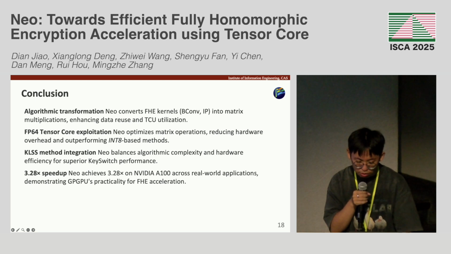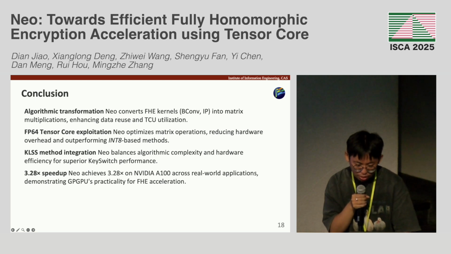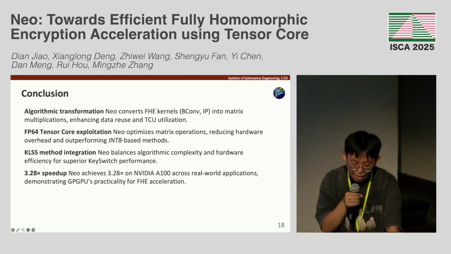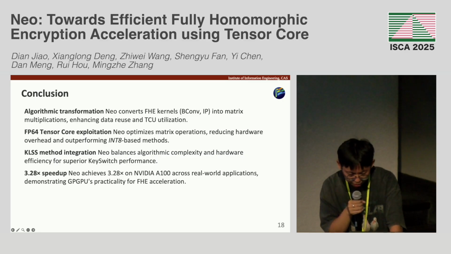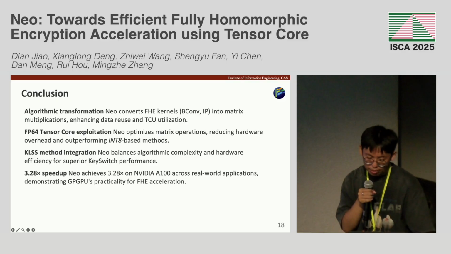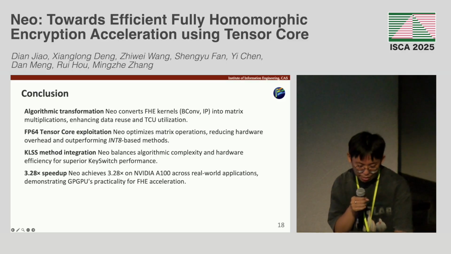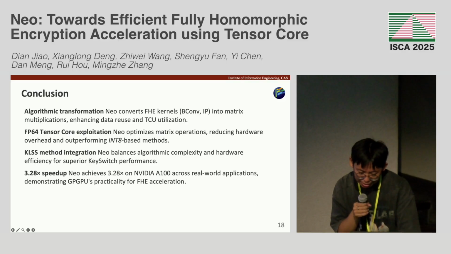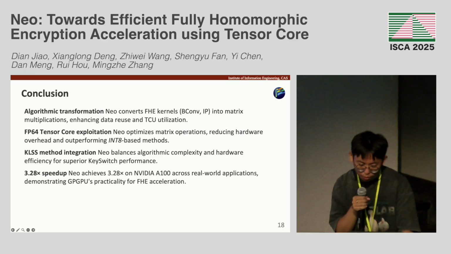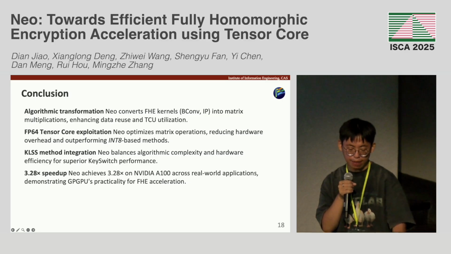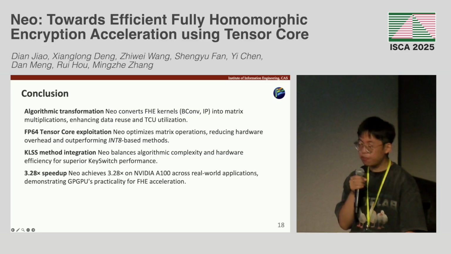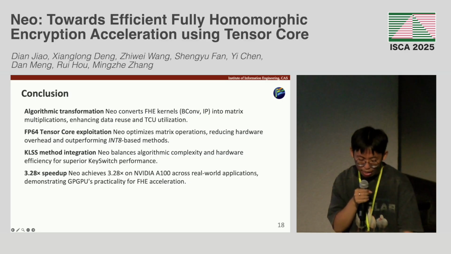Third, NEO includes the KRS method. By carefully choosing parameters like word size, it balances algorithm complexity and hardware efficiency, ensuring top performance in key switch operation. Lastly, our experiments show that NEO performs very well. It runs over 3 times faster than Tensor FHE on average across different real-world applications on NVIDIA A100 GPGPU.